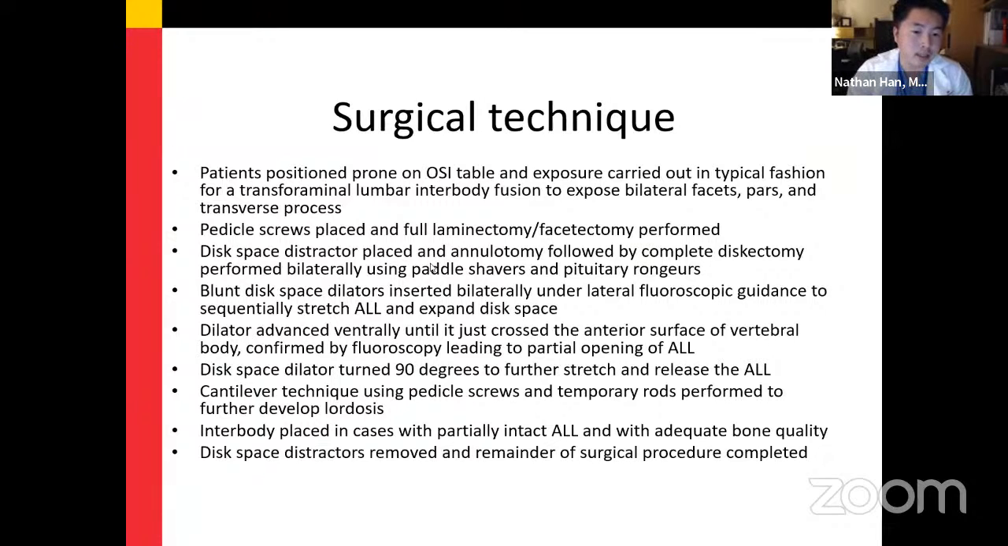And by turning that dilator 90 degrees, you can further stretch and release the ALL. And once that is done, we can use temporary rods and the pedicle screws to use a cantilever technique to develop our lordosis. And in cases with partially intact ALL with adequate end plate bone quality, interbody can be placed. And the disc-based distractors are then removed and the remainder of the surgical procedure completed.